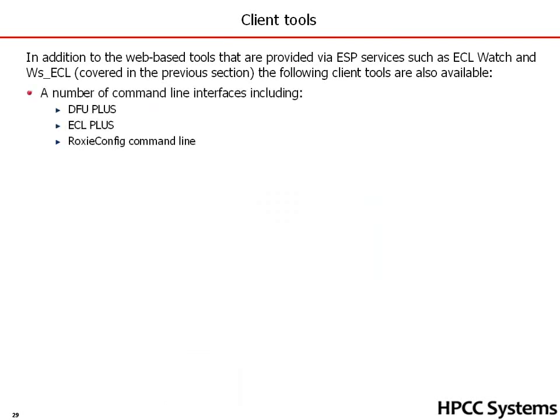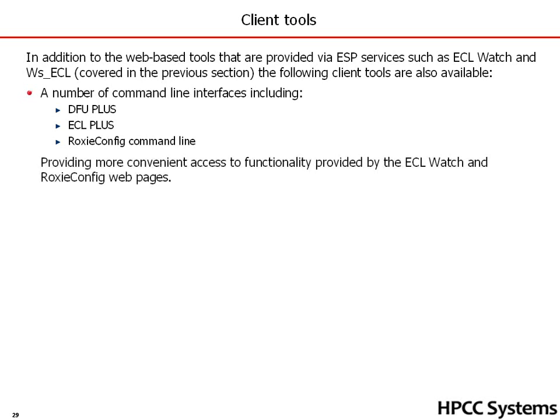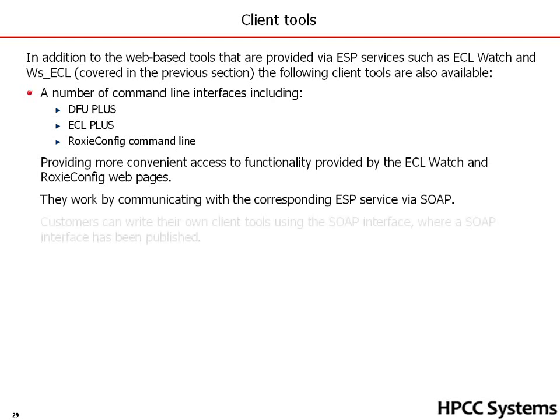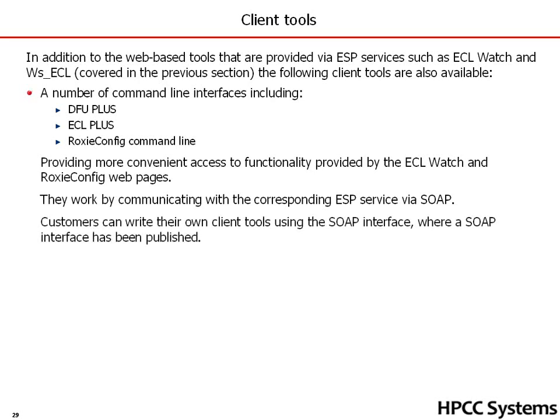First, we have a number of command line interfaces including DFU+, ECL+, and Roxie Config command line. Now these tools provide a more convenient access to functionality provided by the ECL Watch and Roxie Config web pages. They work by communicating with the corresponding ESP service via SOAP. And customers can write their own client tools using the SOAP interface where a SOAP interface has been published for them.